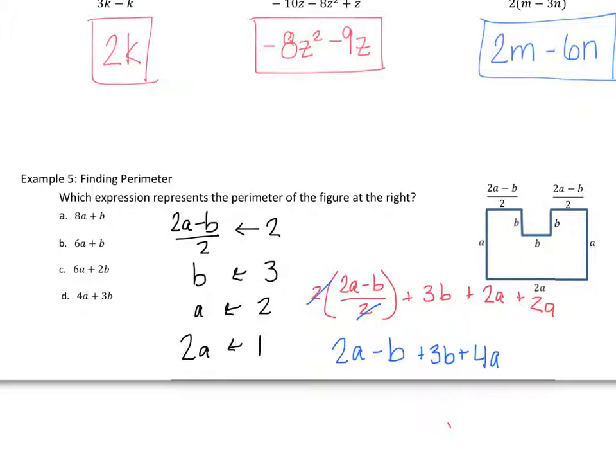So how many A's do we have total? 6 A. How many B's? 2. So which one is our answer? That would be C. Any questions? Does that not make sense the way I did it? Because you can do it more than one way. All right.